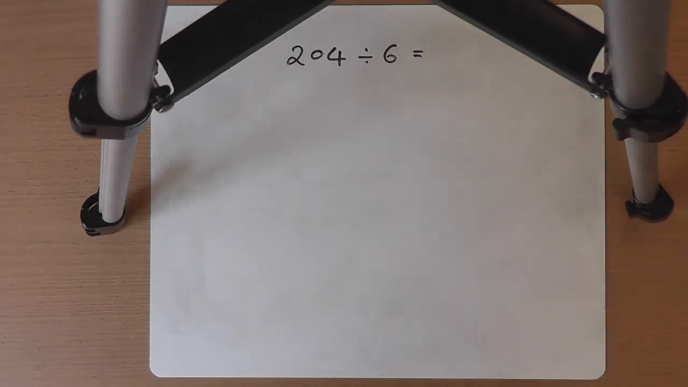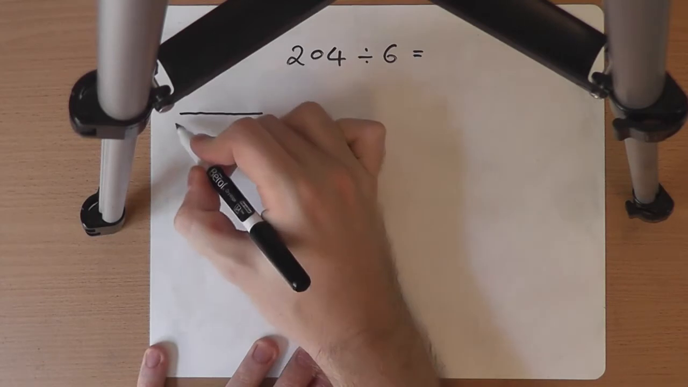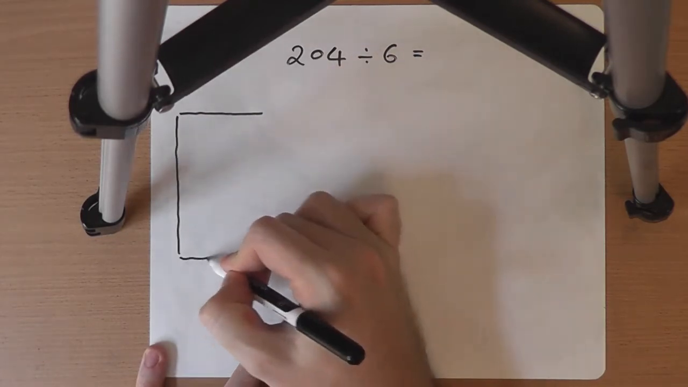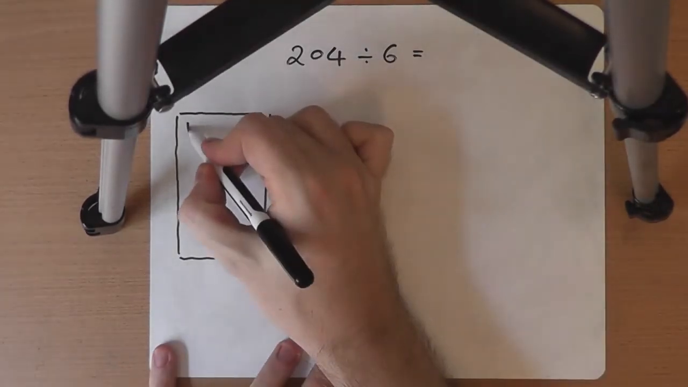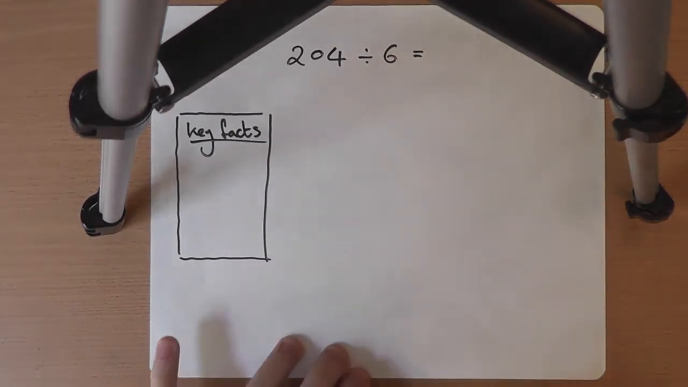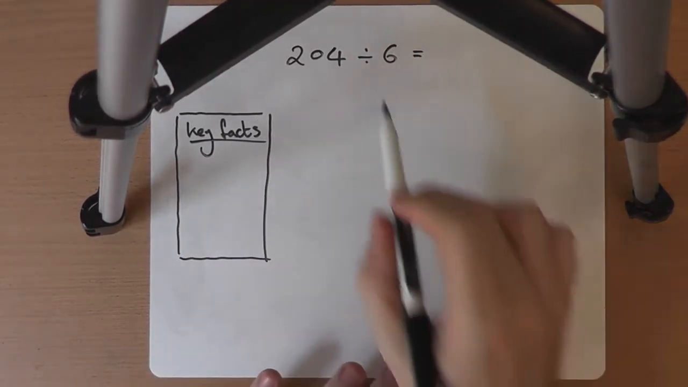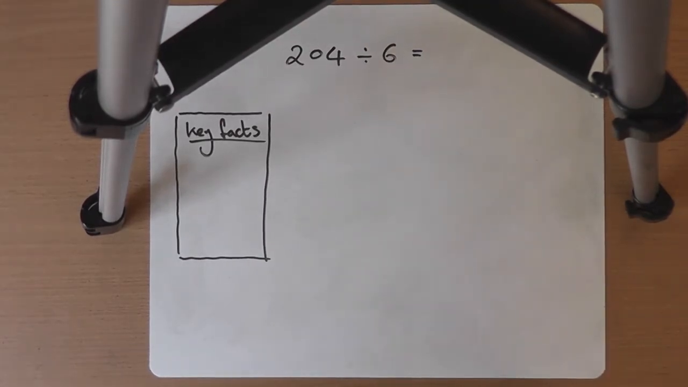We're going to focus on that second one, and we're going to use what we've just done with the bricks, but we're going to build it up into a proper method. So the very first thing we're going to do is set up what we're going to call a bank of key facts. I'm going to box them off over here so that we can keep them nice and neat. And they are going to be key facts about the number that we are dividing by. So in this case, they're going to be key facts about the 6. If we're dividing by 7, we do key facts about 7. If we're dividing by 9, we do key facts about 9, and so on.